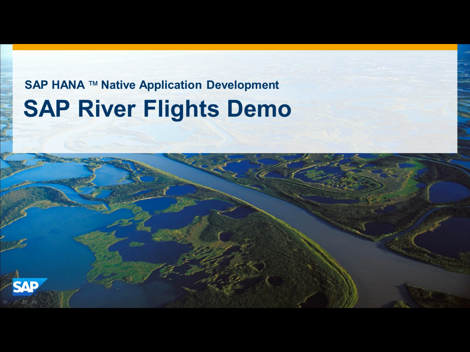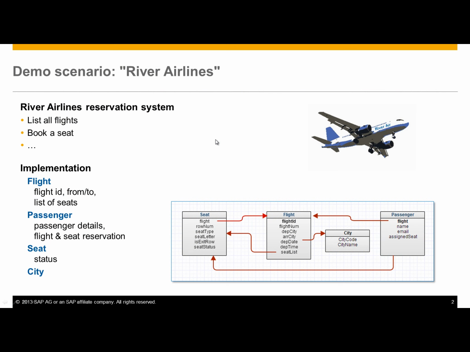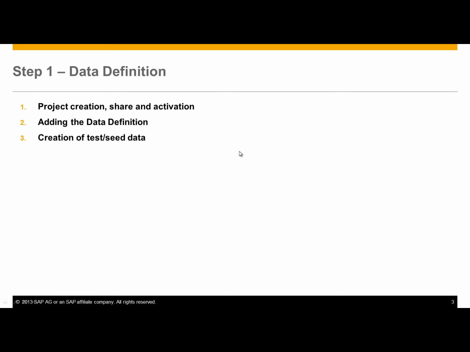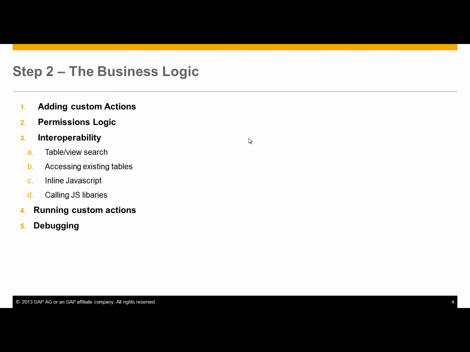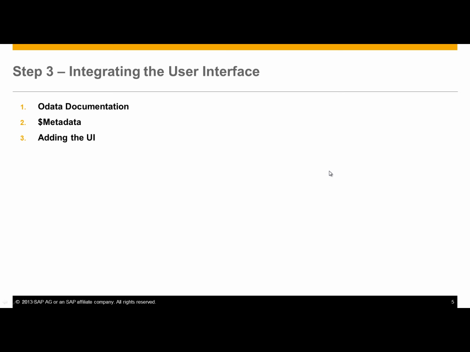Hopefully you've watched the first two parts of this series, and so you'll know that this demo is about building an application that handles flights and bookings of passengers on these flights. In the first part of the demo, we showed you how to create your project and define your initial data model. In the second part, we added some business logic and ran some custom actions, including debugging. But of course, no application is complete without some sort of user interface. In this demo, I'd like to show you how we support the creation of an interface for our flights application.